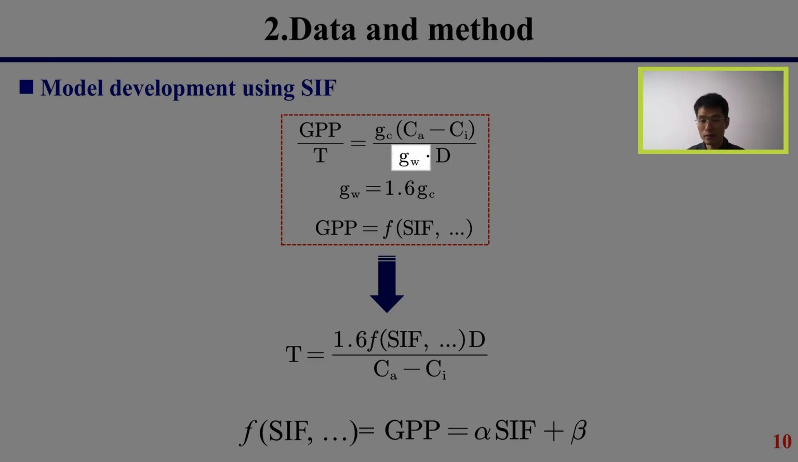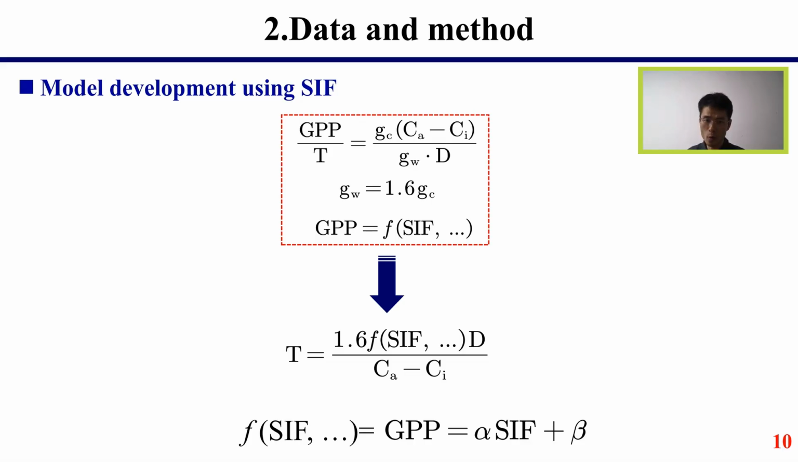Let's look at this equation closely. We can realize that the stomatal conductance to CO2 and the conductance to water vapor have a relationship: a 1.6 scaling factor. So basically, we can cancel these two stomatal conductances. In this equation, GPP is the photosynthesis. We can link this GPP to SIF. That is how SIF is commonly used. Here we also adopt an equation to describe photosynthesis.